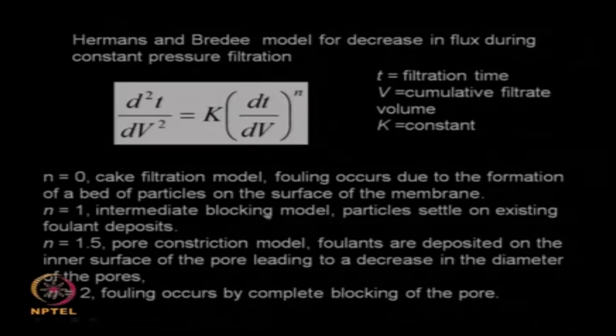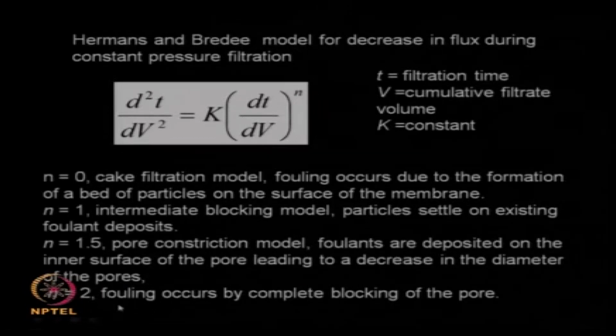There is something called the intermediate blocking model where particles settle on an existing foulant deposit. That means there is a foulant deposit, and particles start settling on it. In that case n is equal to 1. Then we have something called the pore constriction model. Foulants are deposited on the inner surface of the pore. So as the foulants start depositing on the inner surface of the pore, the diameter of those pores becomes smaller and smaller. That means it decreases with time as the foulants start settling down. There we take n is equal to 1.5.